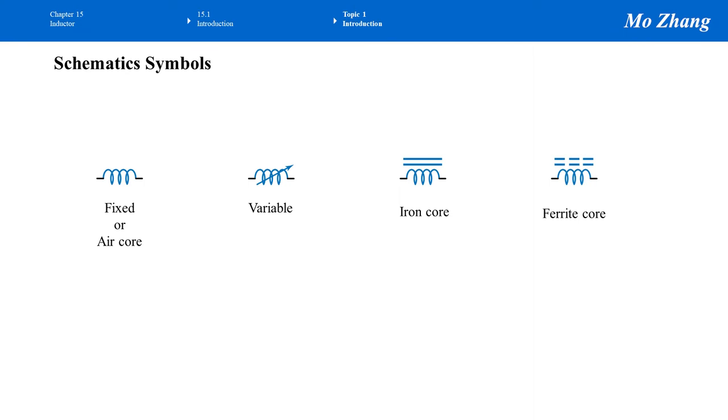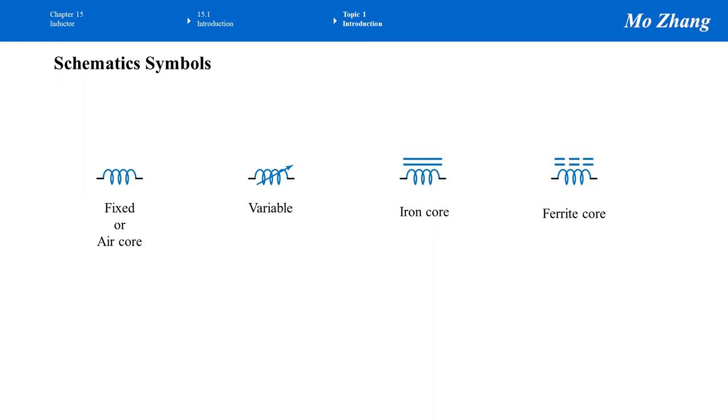Here I have a few schematic symbols for inductor. The first one, the blue wires in the middle, represents an inductor. It also means it's a fixed inductor. Its value won't change. After the manufacturer made this inductor, the value cannot be changed by the user. The second symbol represents a variable inductor. The value can be changed by the user, which means the manufacturer intentionally made the inductor this way, so the user has the capability to change its value.